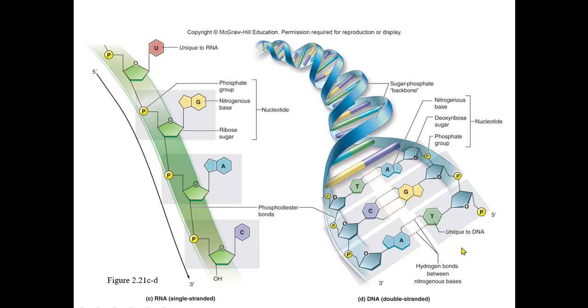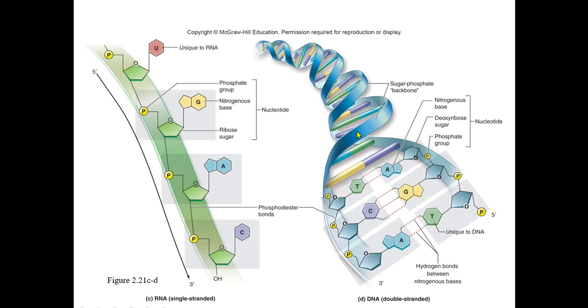And the other thing you need to know for the test is this. A and T have 2 hydrogen bonds. Let me correct myself. A and T have 2 hydrogen bonds. G and C have 3 hydrogen bonds. They will ask that on a test.